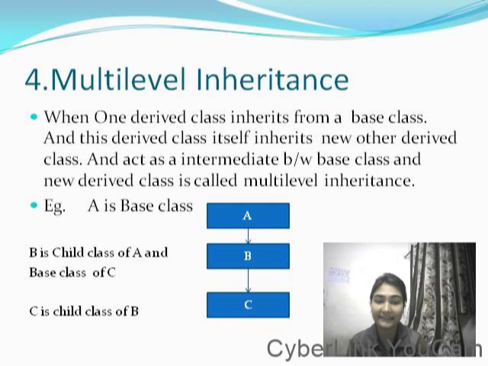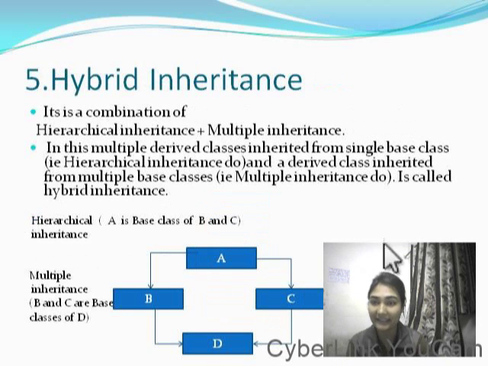Next inheritance is hybrid inheritance. It is a combination of both hierarchical inheritance and multiple inheritance. In this, multiple derived classes inherit from a single base class, that is what hierarchical inheritance does, and a derived class inherits from multiple base classes, that is what multiple inheritance does. So it is called hybrid inheritance.